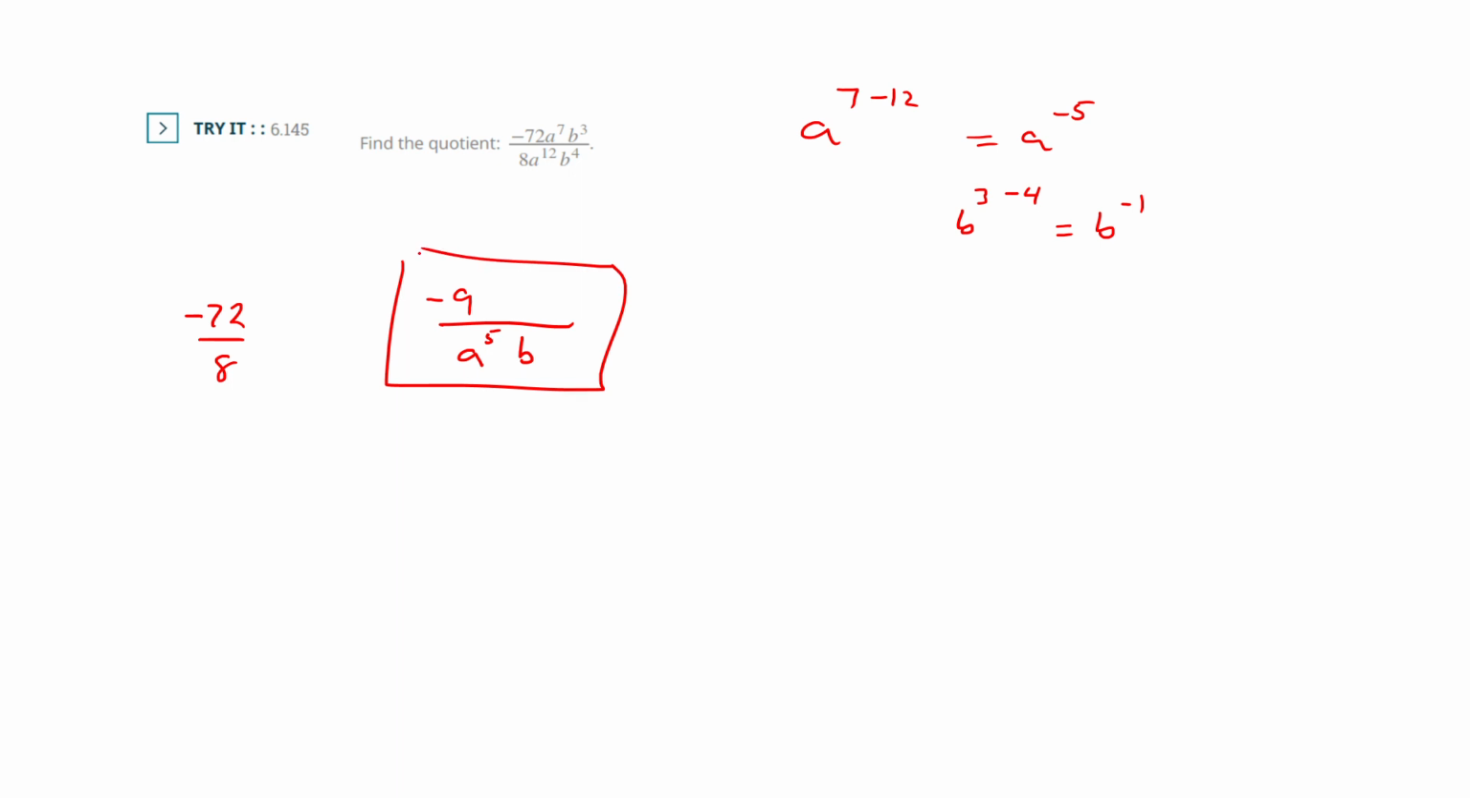Okay, so if I did the numbers here first, so if I had negative 72 over 8, this is just negative 9. Now if I had a to the 7th minus the 12, so I have more on the bottom, I'm going to have a to the negative 5th. So there must be 5 a's on the bottom, which you can see visually. And then lastly I have b to the 3rd minus the 4 on the bottom. I'd have b to the negative 1, which means there should be a b down at the bottom. And if you could see it visually as well. And this is what I'd be left with.